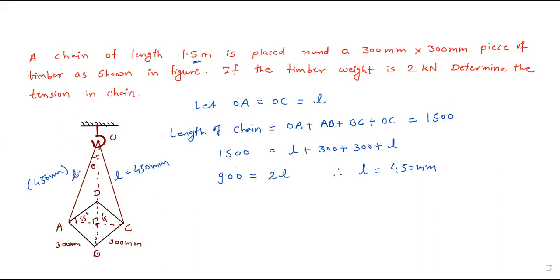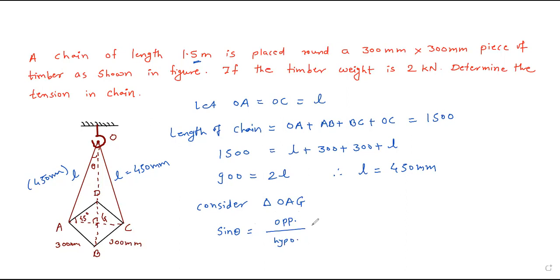Now I know that. Okay, now consider triangle OAG. In this triangle OAG, sine of theta is equal to what? Sine of theta is equal to opposite side upon, sorry, hypotenuse.